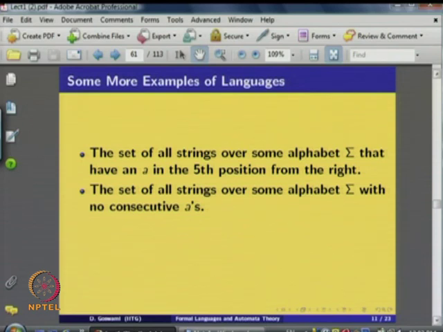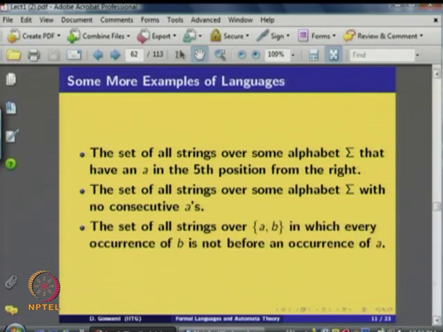Similarly, the set of all strings over some alphabet sigma with no consecutive A's is also an example of a language, and you can give many other examples of language. For example, the set of all strings over AB in which every occurrence of B is not before an occurrence of A.